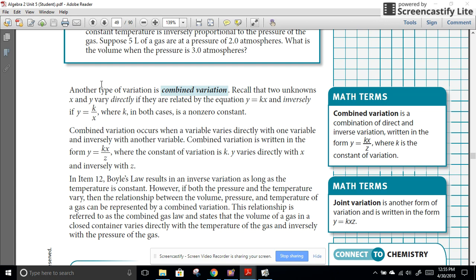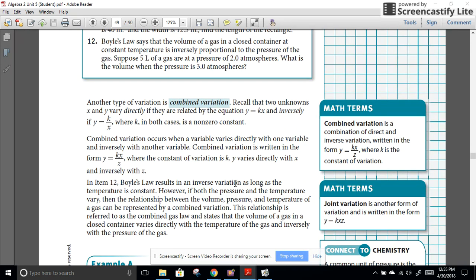We're going to have to do some problems where we have what's called a combined variation, where there might be 2 unknowns that vary directly and inversely. Here's an example right here. Combined variation occurs when a variable varies directly with one variable and inversely with another. They will give you the information when you read the question.